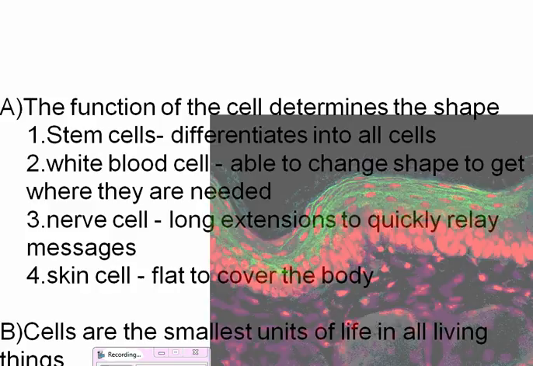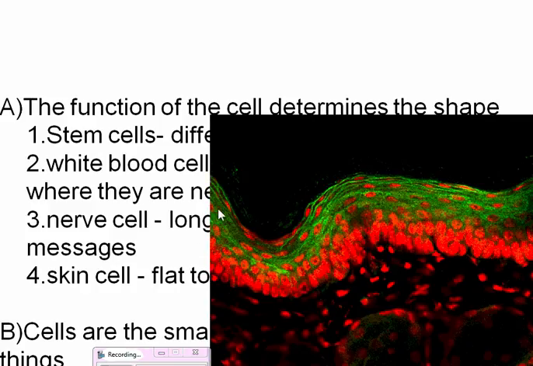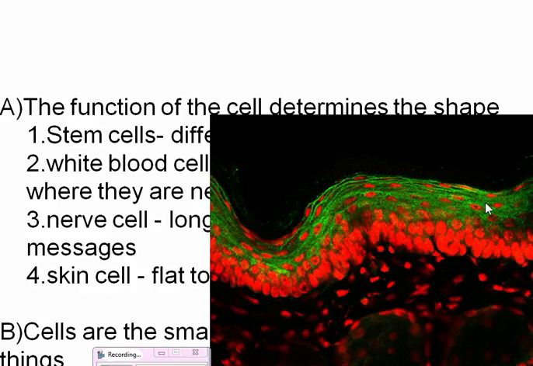Skin cells are flat to be able to protect. This has been dyed with a fluorescent dye, but these are all skin cells. The green actually represents keratin, the red is the nucleus up in here, and here they are as they are differentiating to start filling up with the protein keratin. Notice how thick those layers are.